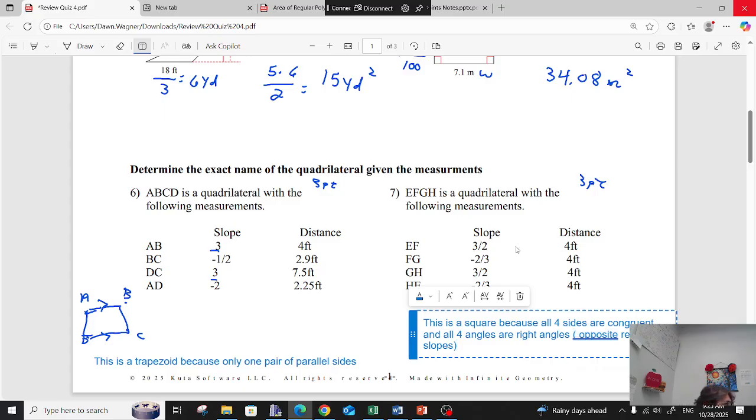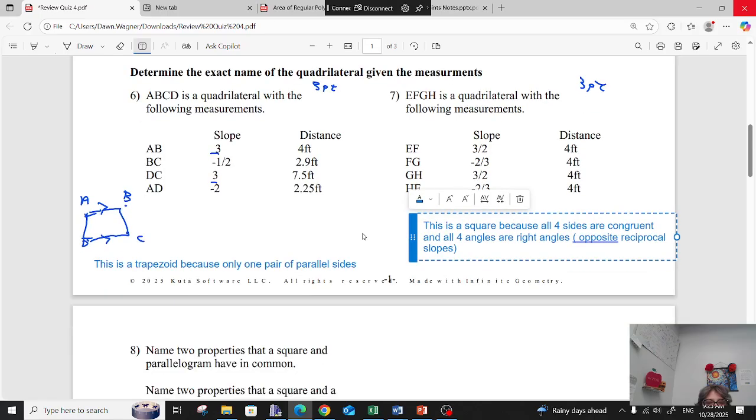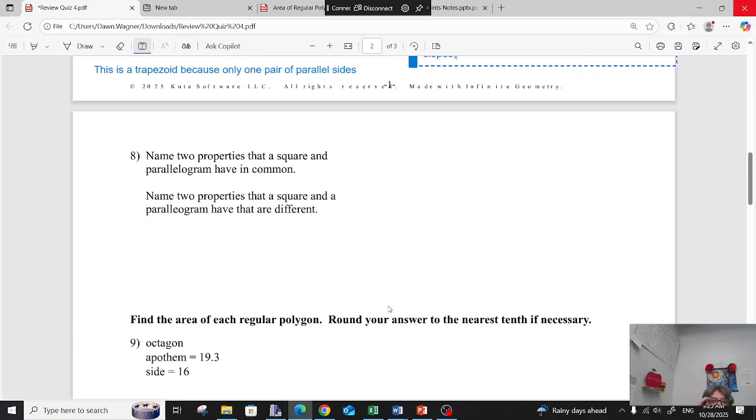Okay, we good? Questions, concerns, comments? Okay, number 8. Name two properties that a square and parallelogram have in common. This is the chart, right? You have a chart you filled out. You're allowed to use that. All you're looking at is where 2 are the same, where 2 are different. Do you know which chart I'm talking about? Somebody show it. Yes, that's it. Great job. She has it right there.